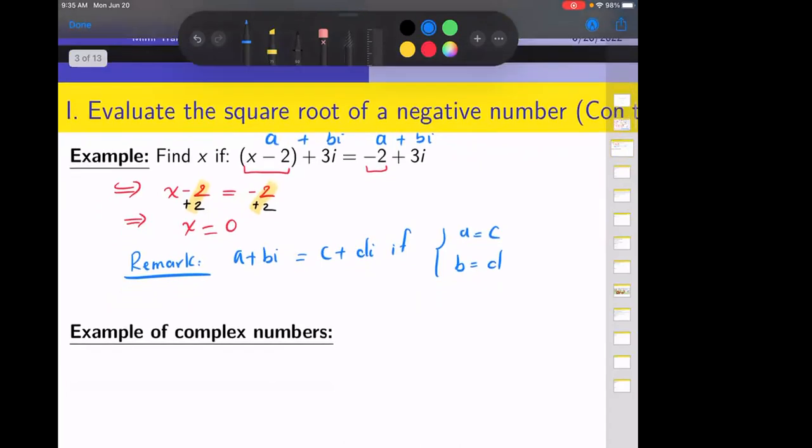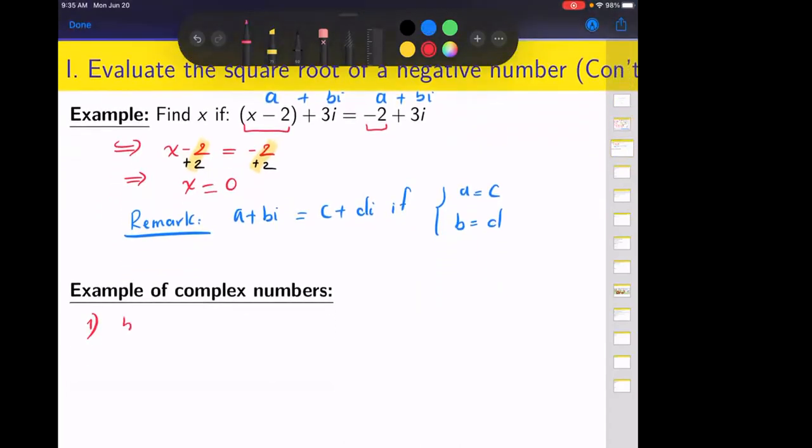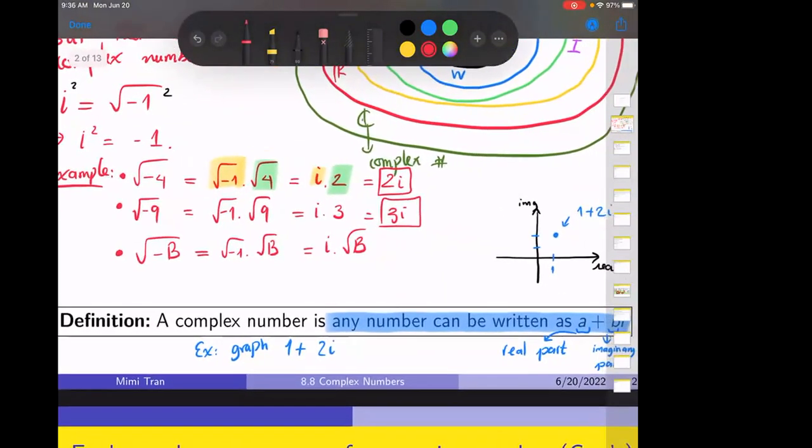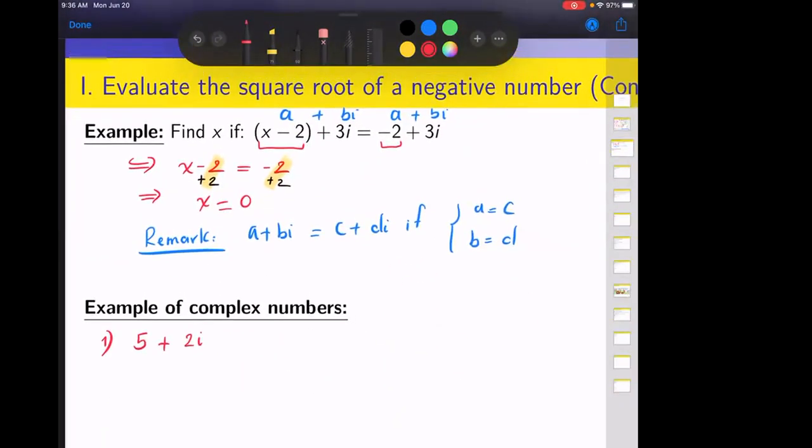I'll give you an example of a complex number. Let's say 5 plus 2i is an example of a complex number. Why is it a complex number? Because it's like the definition said, a plus bi. Because you have a and you have b and you have i.